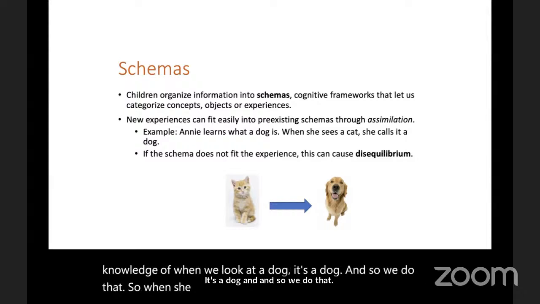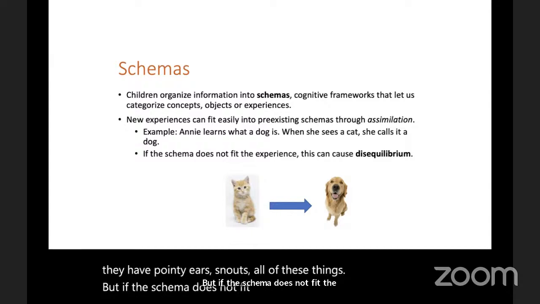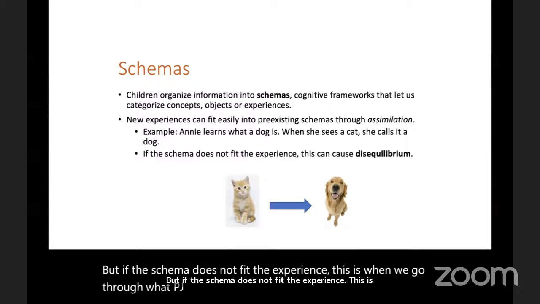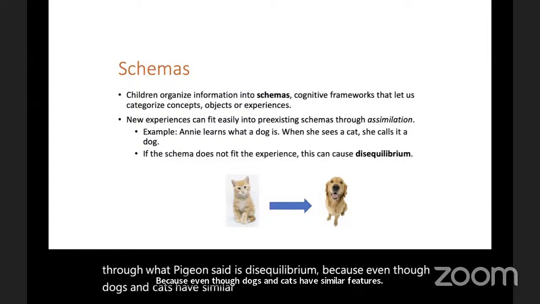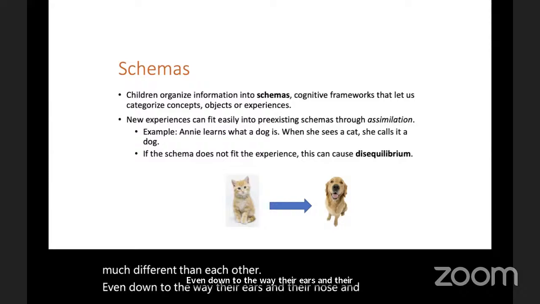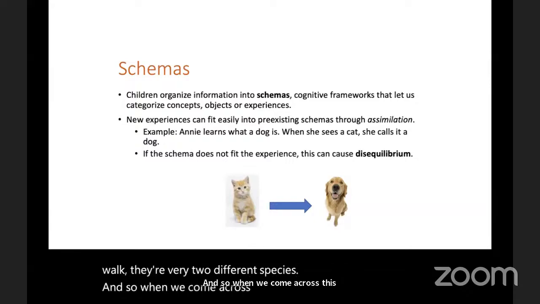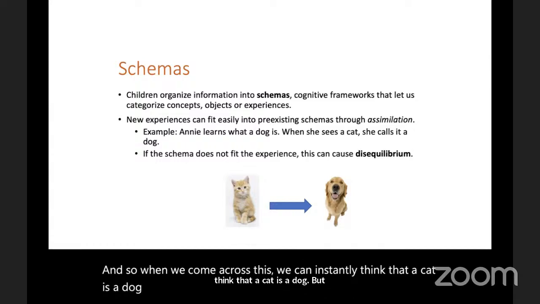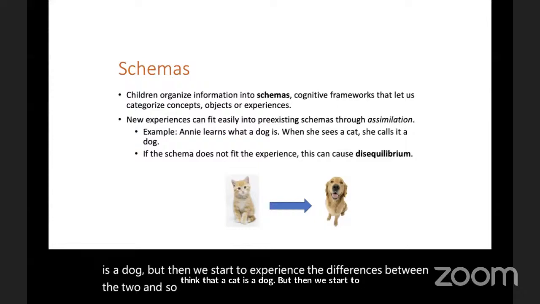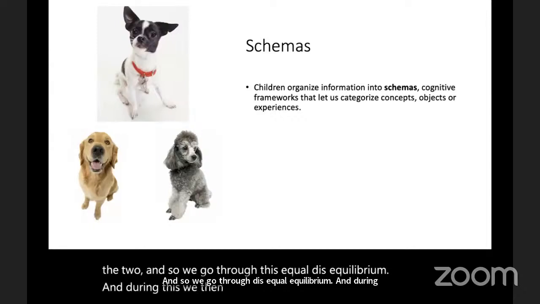So when she sees a cat, she calls it a dog because if you look, they have pointy ears, snouts, all of these things. But if the schema does not fit the experience, this is when we go through what Piaget said is disequilibrium. Even though dogs and cats have similar features, we all know they behave much differently than each other, even down to the way their ears and their nose and the way they walk. They're two very different species. So we can instantly think that a cat is a dog, but then we start to experience the differences between the two. And so we go through disequilibrium, and during this, we then create a different schema for a cat.